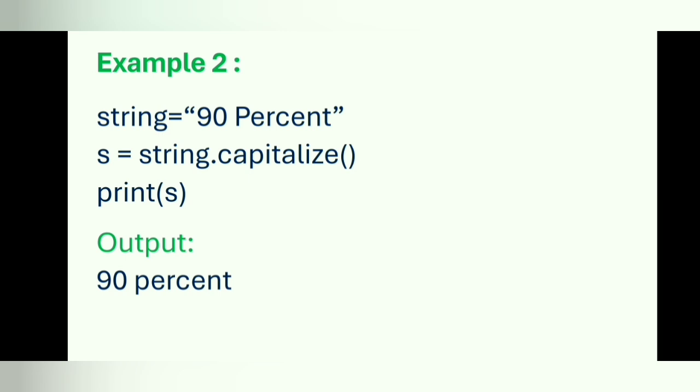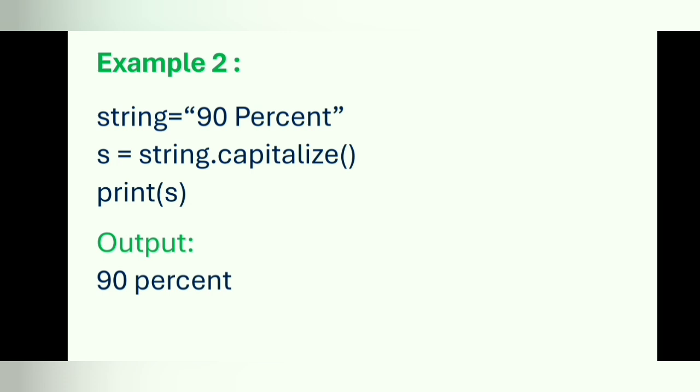In this example, we see what happens if the first character is a number. In this example, we assign the string value 90% to the variable string. In the following statement, we apply the capitalize method to this string and store the result in a variable s. Then the print statement, print s, prints the modified string.